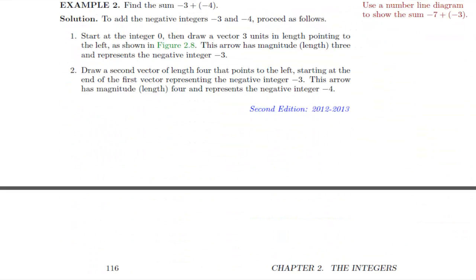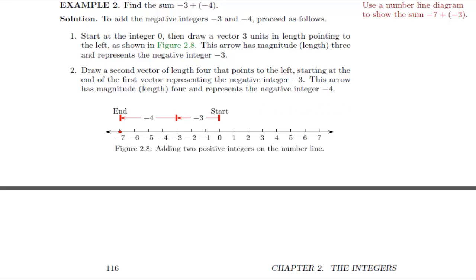Example 2. Find the sum -3 plus -4. Solution. To add the negative integers -3 and -4, proceed as follows. Start at the integer 0, then draw a vector 3 units in length pointing to the left as shown in Figure 2.8. This arrow has magnitude, length 3, and represents the negative integer -3. Draw a second vector of length 4 that points to the left, starting at the end of the first vector representing the negative integer -3. This arrow has magnitude, length 4, and represents the negative integer -4.